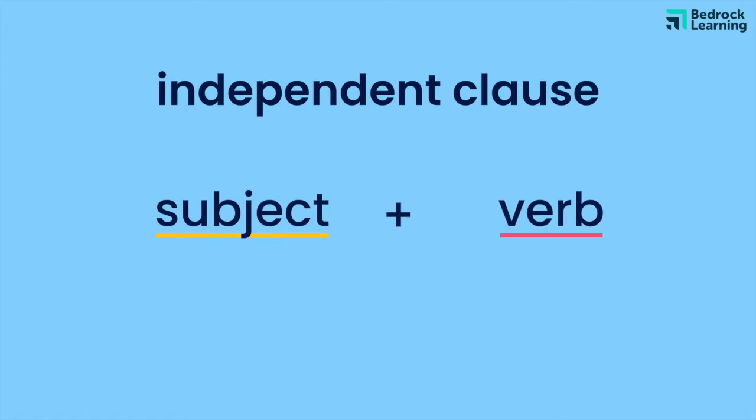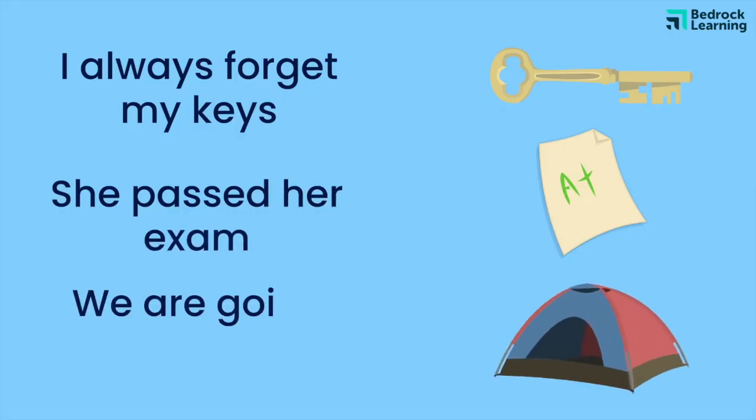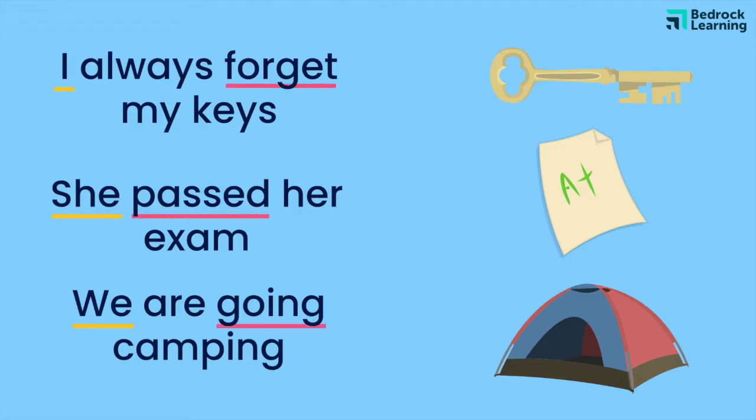An independent clause is a group of words that contains a subject and a verb and makes a complete idea. We don't need any extra information for an independent clause to make sense. I always forget my keys. She passed her exam. We are going camping. These are all independent clauses. They contain a subject and a verb, and each one makes sense as a sentence on its own.